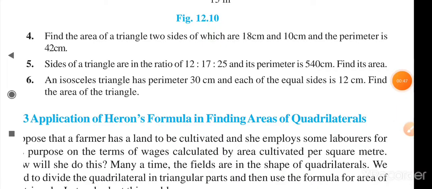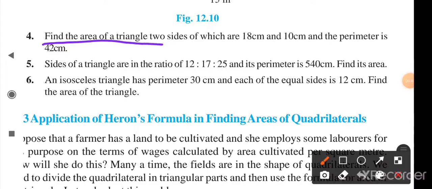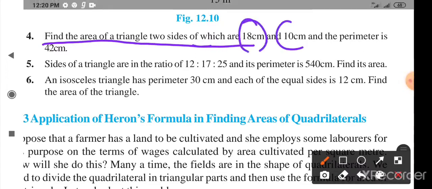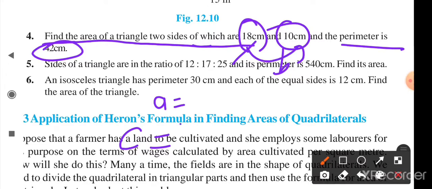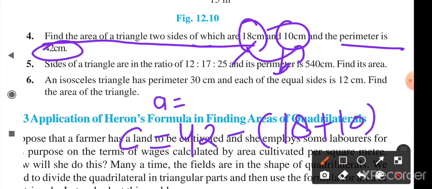Now see the next question. In the next question, find the area of the triangle whose two sides are given this and this, and the perimeter is given this. That means the third side is not given. So first you have to find out the third side. For finding the third side, A is 18, B is 10, and for finding C you will subtract the sum of these two sides from 42. 42 minus 18 plus 10. You will add these two and then subtract it from that, and you will get the value 14.